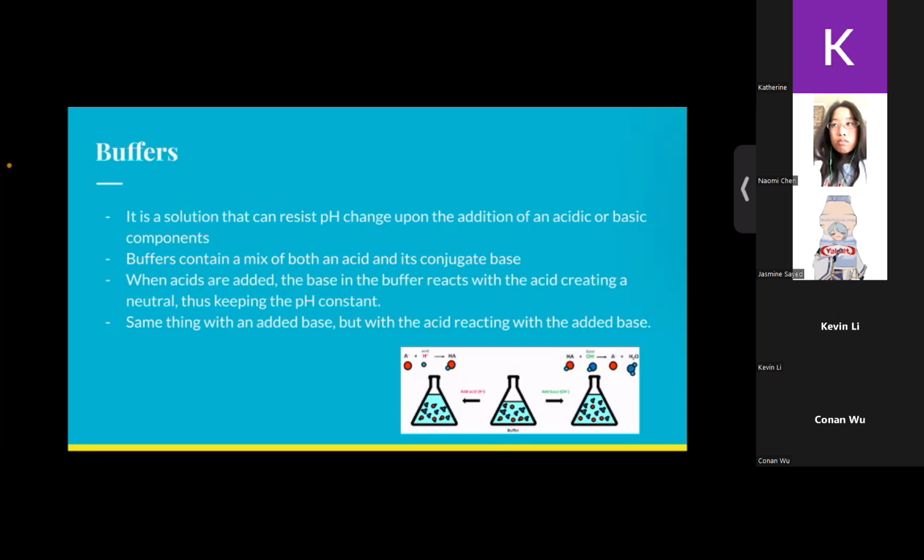So, as the picture shows, same thing with your added base, but it goes in the other direction. Base will react with the conjugate acid instead of the base this time.